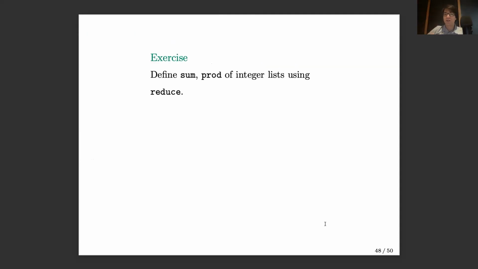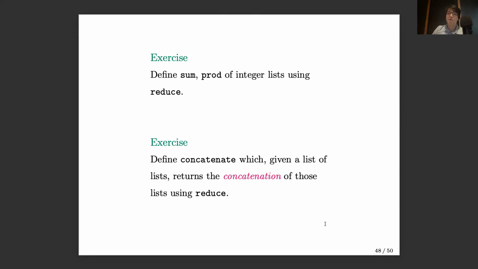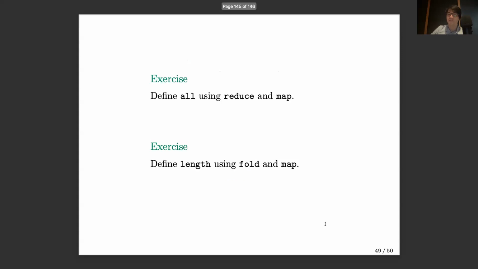Okay, I want you to go home and define some product of integers using reduce. I already did one of them. You can do the other. I want you to define concatenate, which given a list of lists, returns the concatenation of those lists using reduce. I've already sort of given you the answer for that. Define all using reduce and map, and define length using fold and map.